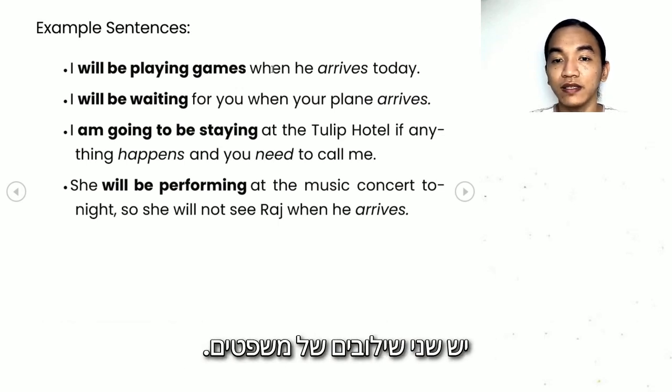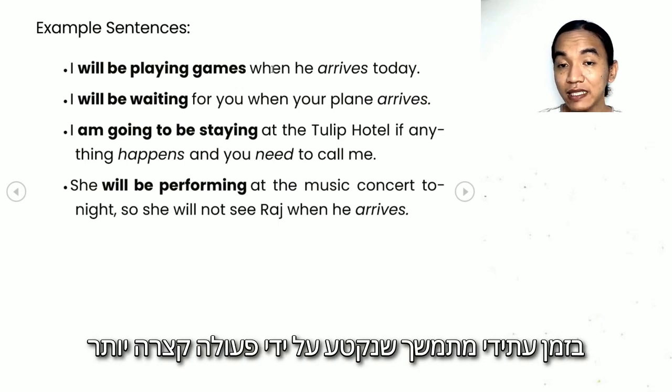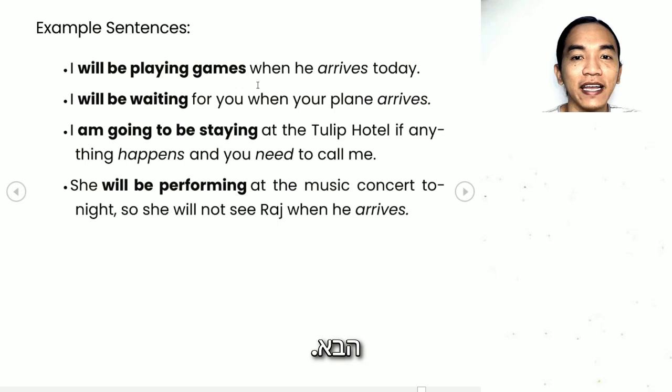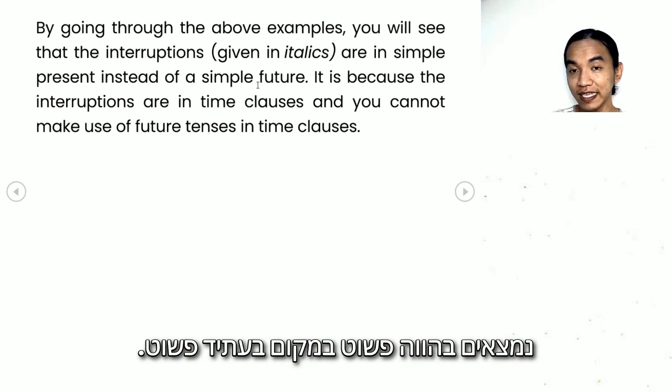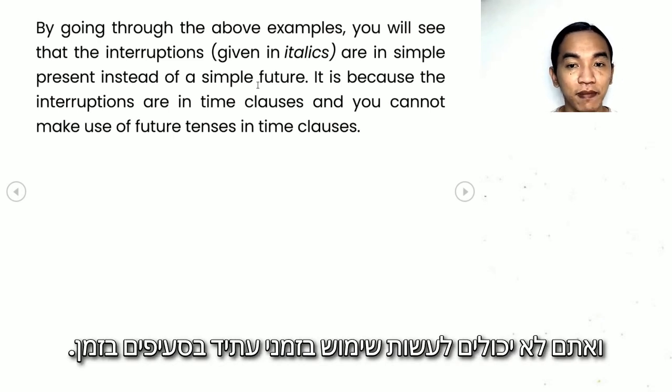So as you can see here, there are two combinations of sentences. We have your longer action, which is your future continuous tense, interrupted by a shorter action, which is normally connected after the word when. All right. Next one, by going through the above examples, you will see that the interruptions that are in italics are in simple present instead of simple future. It is because the interruptions are in time clauses and you cannot make use of future tenses in time clauses.